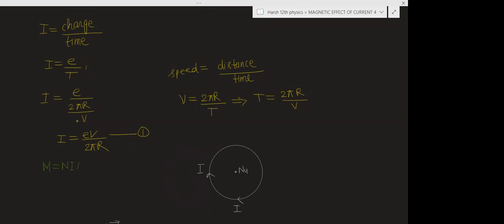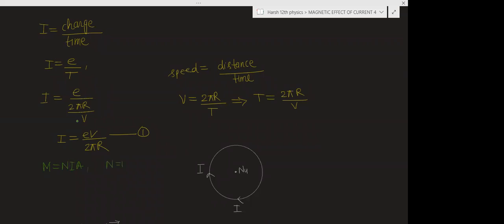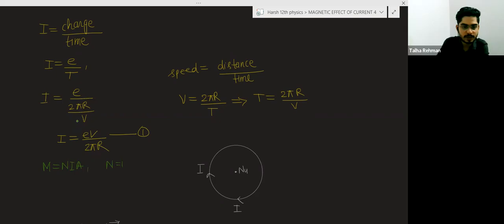NIA. Yes, NIA, just as I have discussed. So the number of turns is 1, because we are calculating for one circular motion of the electron. So M is equal to IA only. And what will be the area of this if the radius is R? Area will be pi R square, because this is a circular path and the area of a circle is pi R square.